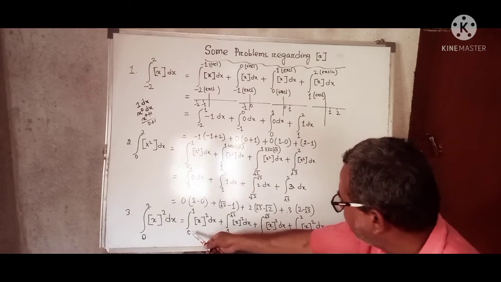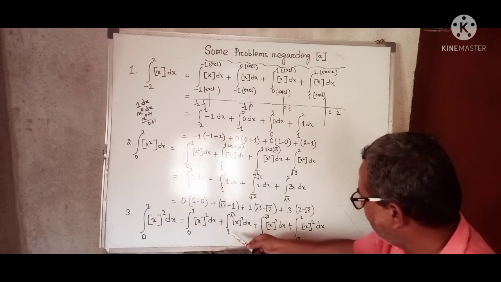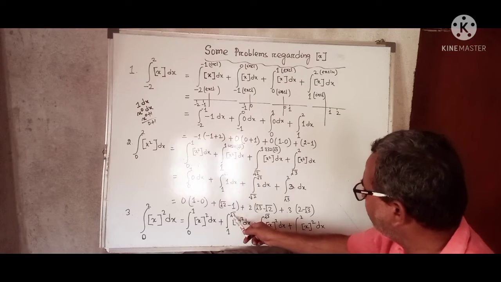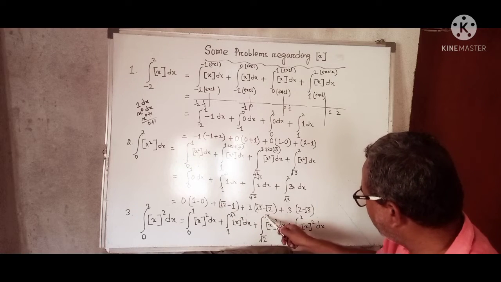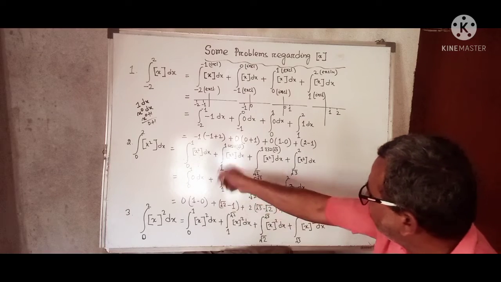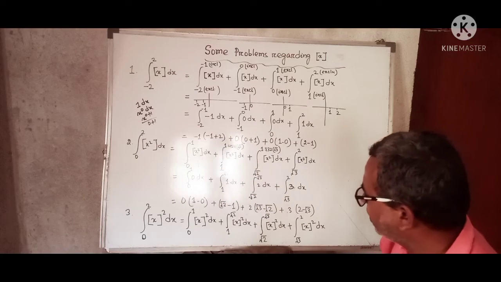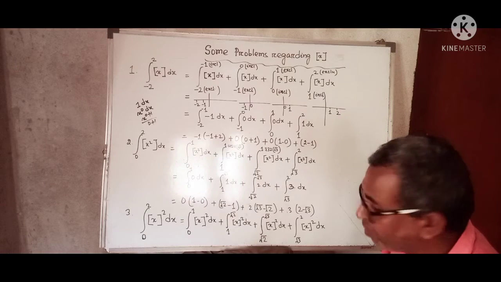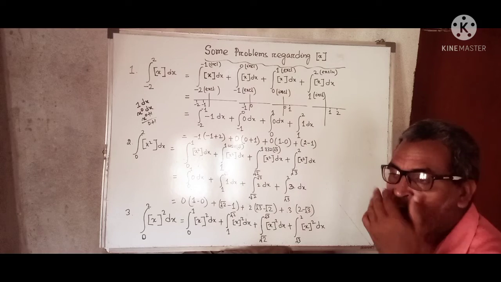You see here 0 to 1, then 1 to root 2, then root 2 to root 3, then root 3 to 2. The same process will be repeated. Perhaps you can work it out easily.